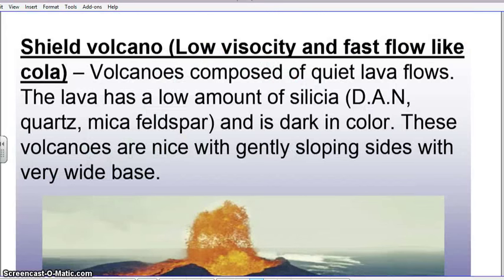All right, this next one here is a shield volcano. This has a low viscosity, which means it has a fast flow like cola. So whenever you go get yourself some cola and you pour it out into a cup, you notice it pours pretty fast. It doesn't resist the flow. It just goes with the flow, man. So it's not very viscous, is what we call it, because it moves fast.